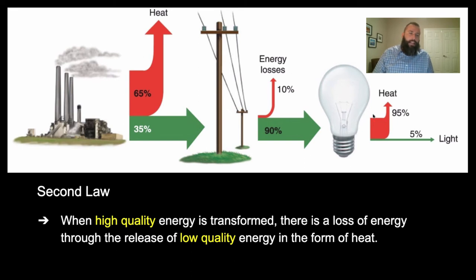These incandescent light bulbs are very inefficient. About 95% of that energy is going to be transformed to heat. If you've ever touched one of these incandescent light bulbs, they're very hot. They'll burn you. So they're pretty inefficient then in making light. But when we transform that high quality energy, a little bit's going to be lost as low quality heat. And we'll talk a little bit more about that when we get into food pyramids, food webs, and the 10% rule, which is coming up later in the unit.